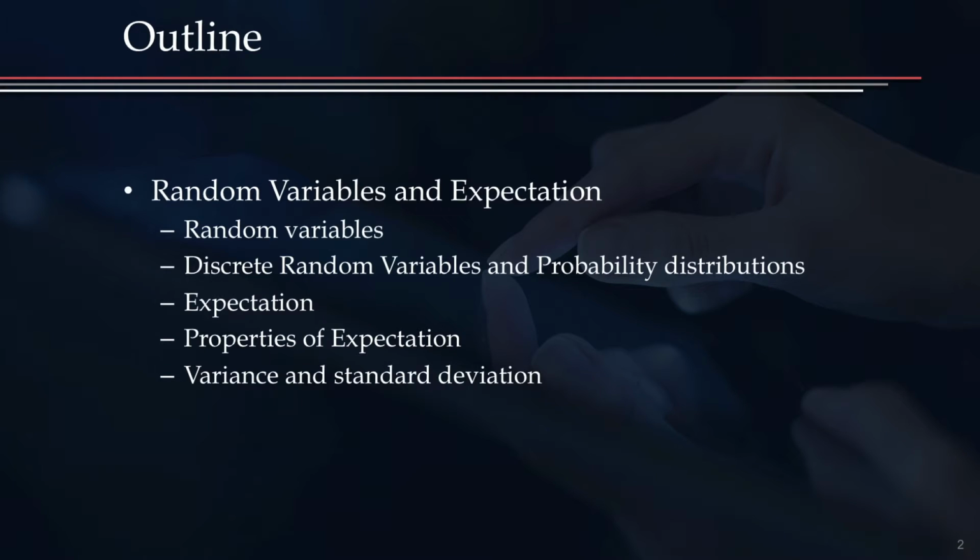In the last section, we became quite familiar with the concept of conditional probability. Now we're going to change tack quite a bit and talk about random variables. Let me give you just an idea of where we're headed. In this section, we'll talk about random variables. We'll discuss discrete random variables specifically. We'll talk about probability distributions, expectation and its properties, and variance and standard deviation.